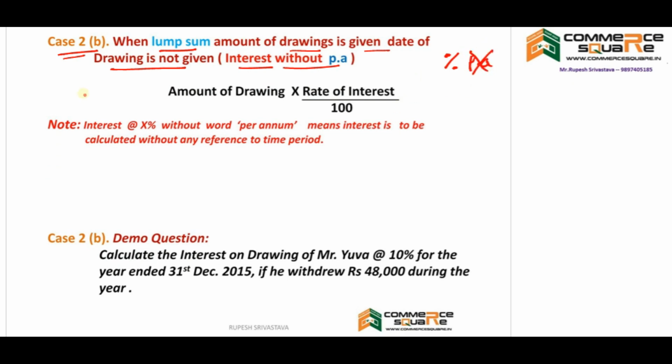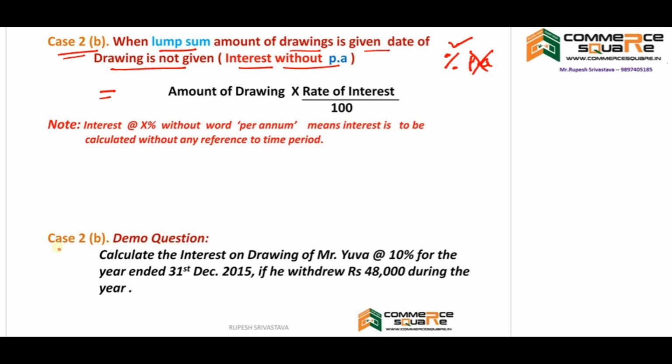So we are going to calculate the interest on drawing by this formula, that is amount of drawing into rate of interest only. We are not going to mention the average month. इसमें हम average month mention नहीं करेंगे क्योंकि इसके अंदर per annum given नहीं है, only percentage is given, so we are not going to mention the average month, right?